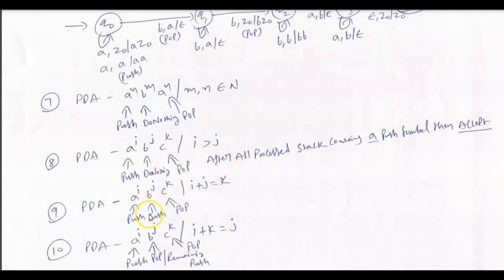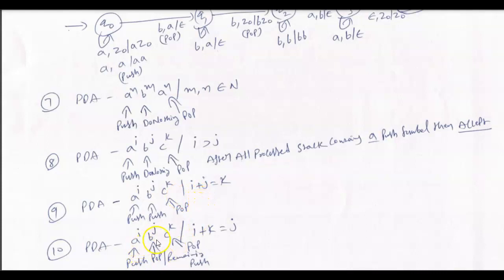This is also a very easy one. A to the power of i, b to the power of j, c to the power of k, where i plus j is equal to k. Push and pop. Very easy. No problem at all. Push, after that pop operation.